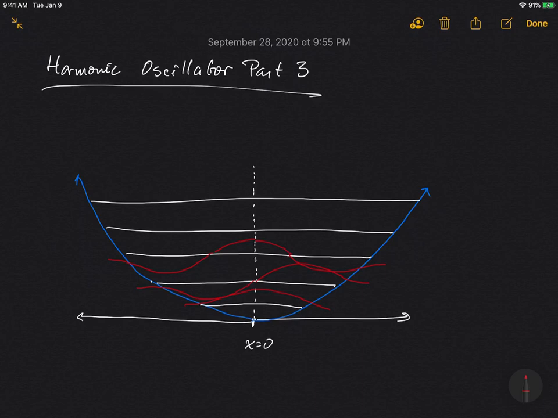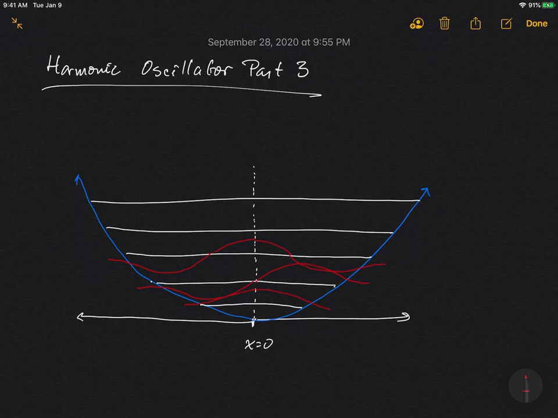And then in blue, I sketched the potential, and of course where the white line and the blue line meet, that's the classical turning point. And we will return to that concept shortly.